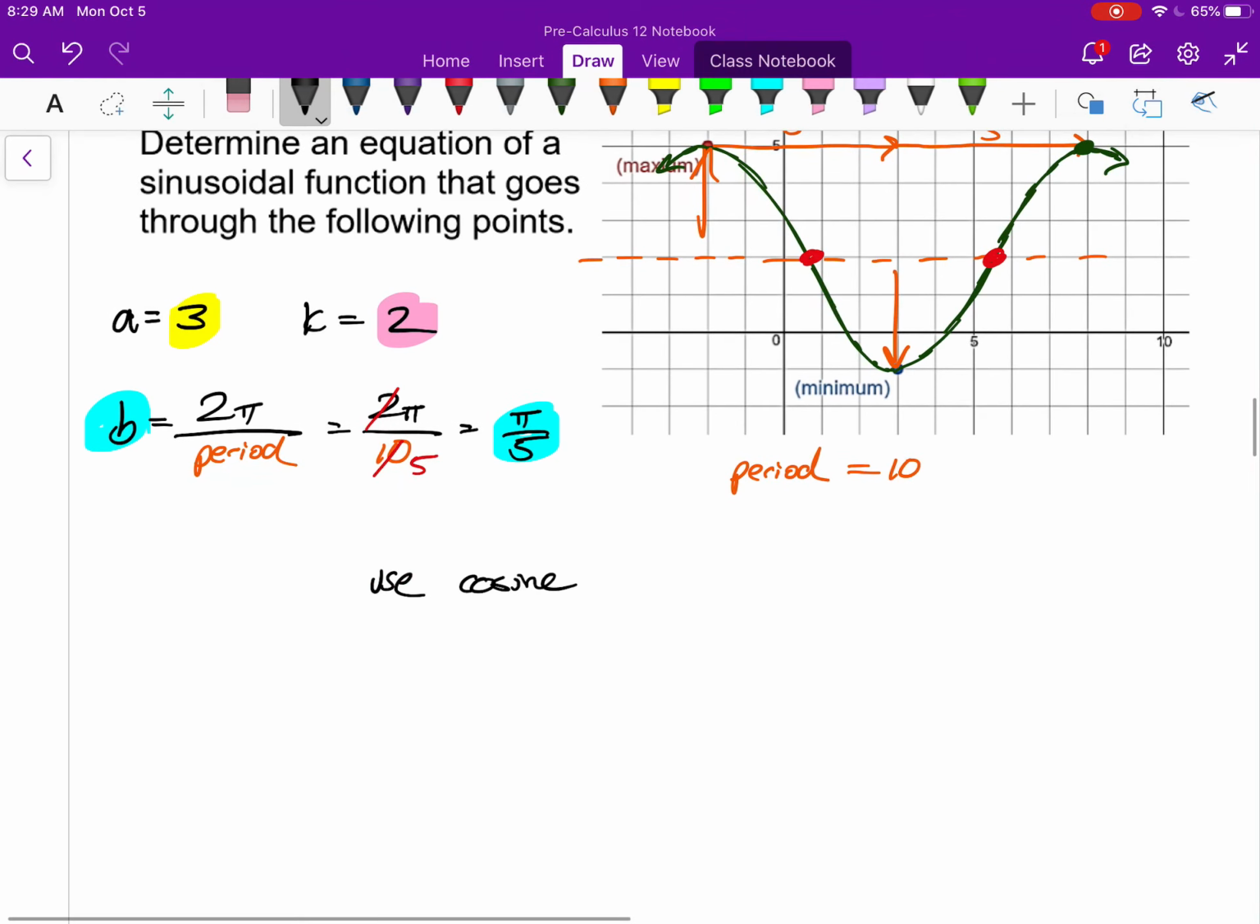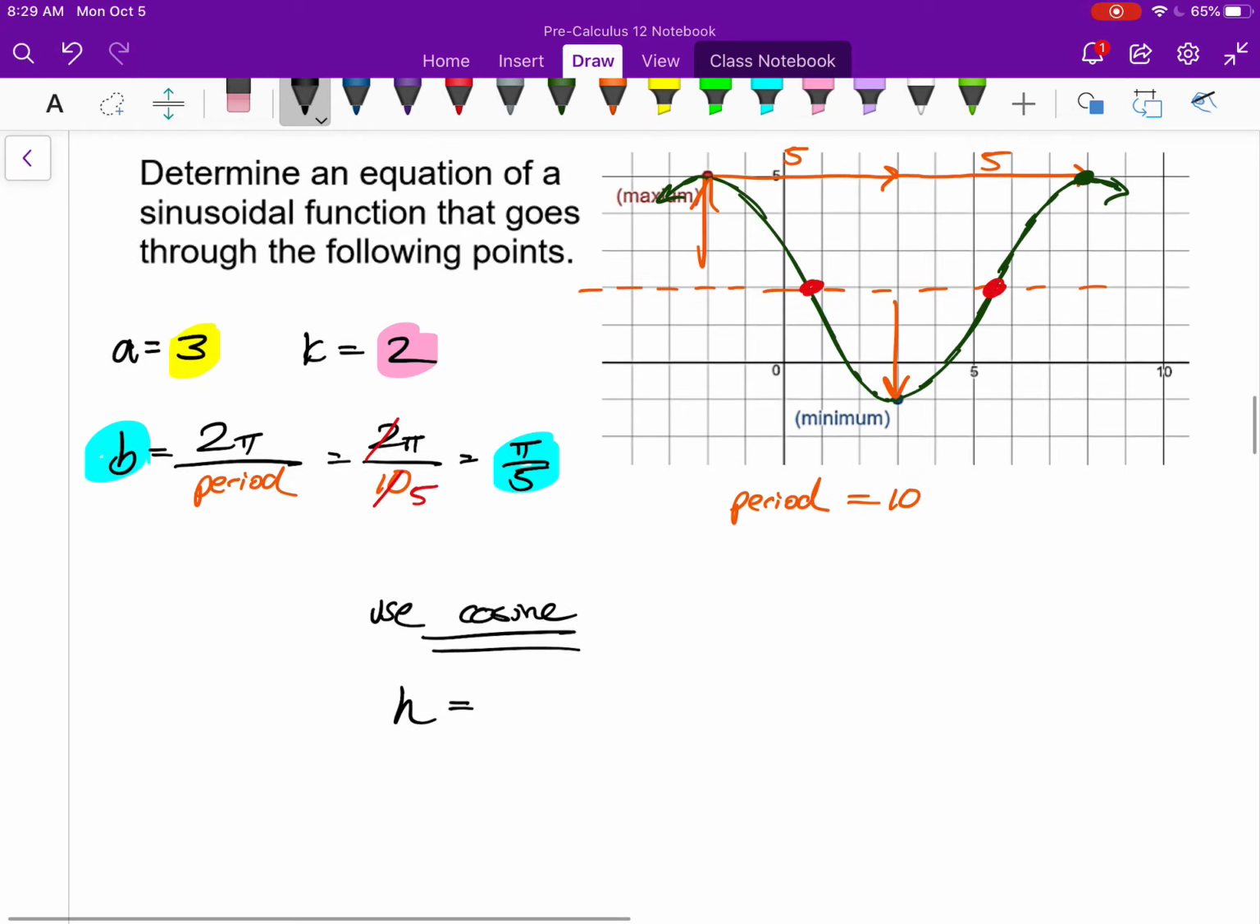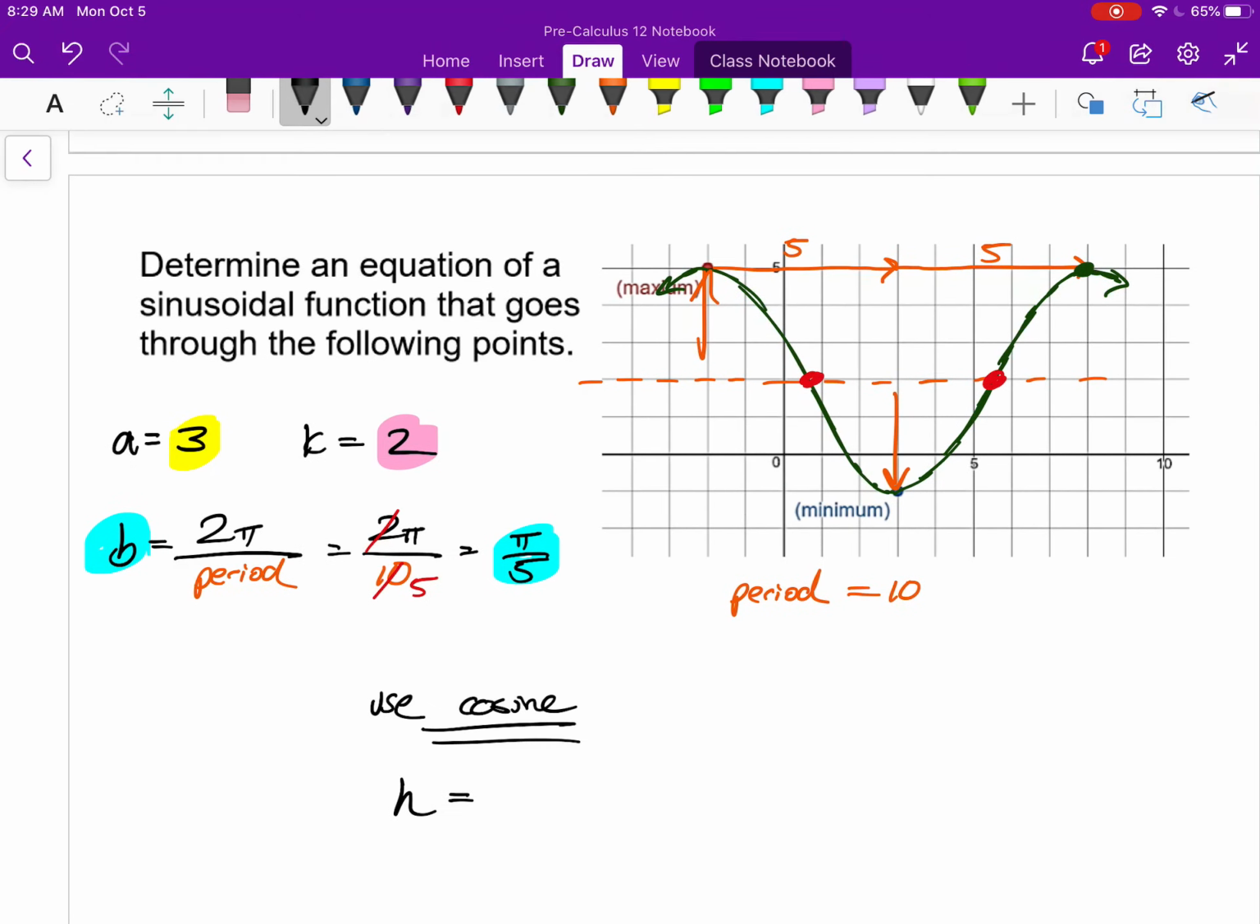So all that's left now is to figure out what my h value is going to be. Well, for cosine, I need to pick a max or a min. Why not just go with this maximum right here? If I look at this value right here, this is at -2. So I have to imagine a maximum on a cosine being translated 2 units to the left.